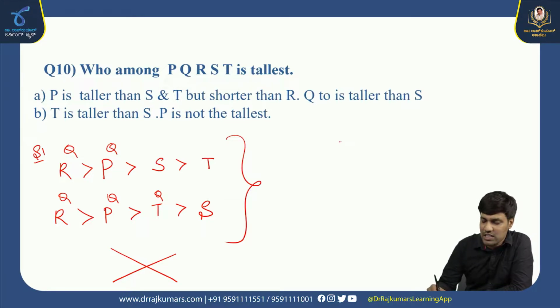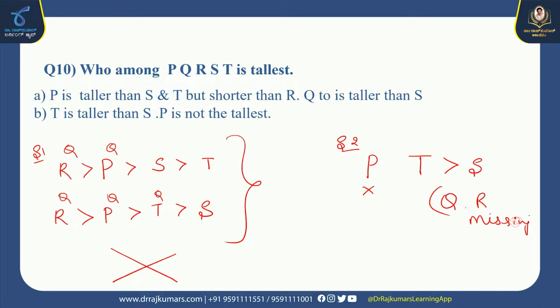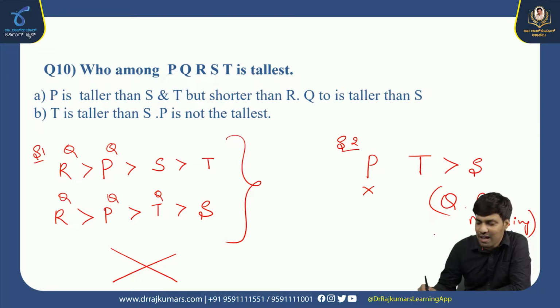Moving on to our next statement, they are telling T is taller than S. P is not the tallest. Here the Q and R cases are missing. With the missing data, we can't conclude that the above statement is sufficient. Wherever statement 1 and statement 2 are insufficient, we need to combine and check.